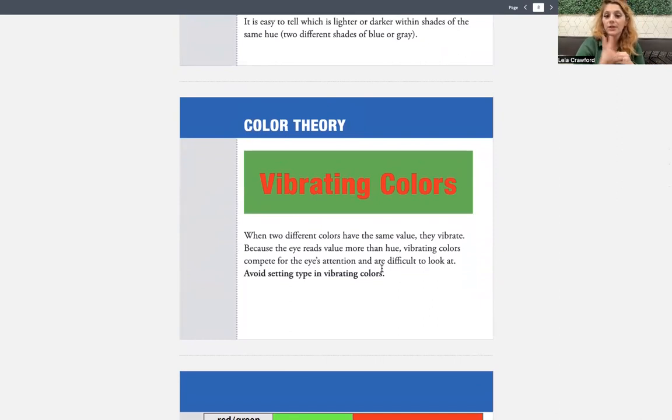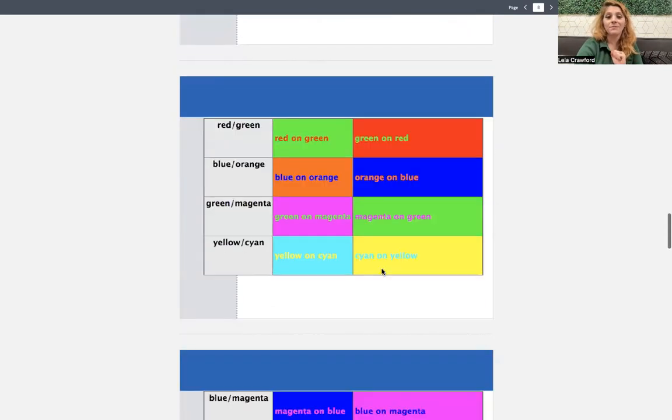All right, so then we move into vibrating colors. When two different colors have the same value, they vibrate. Because the eye reads value more than hue, vibrating colors compete for the eye's attention and are difficult to look at. So you want to avoid setting type in vibrating colors. Sometimes this can be easy to do because, well, red and green is Christmas, yes, but we use them as complementary aspects. We don't want to necessarily layer them and create this vibrating color issue, especially when it comes to placing text. Very, very difficult to read.